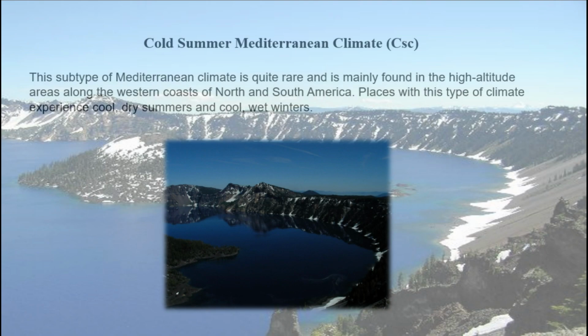Cold summer Mediterranean climate, CSC. This subtype of Mediterranean climate is quite rare and is mainly found in the high-altitude areas along the western coasts of North and South America. Places with this type of climate experience cool, dry summers and cool, wet winters.